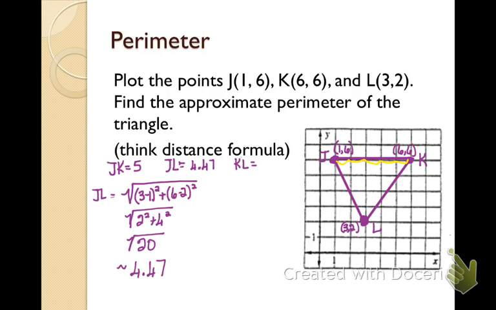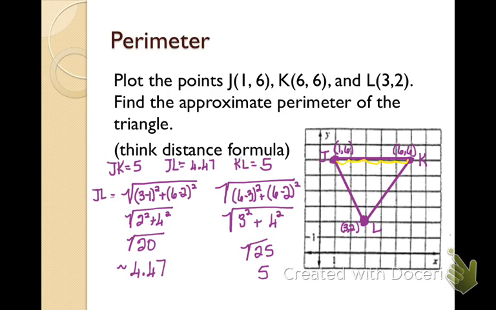And let's find the length of KL using that same formula. So I'm going to take the difference in my x values, which is 3, and square it, and the difference of my y values, which is 4, and square it, and take the square root of the whole thing, which gives me the square root of 25, which is the whole number 5. So therefore the length of KL is 5. Now if I add 5 and 4.47 together, I would get the approximate perimeter of this triangle. And when I add those together, I get 14.57 units squared.